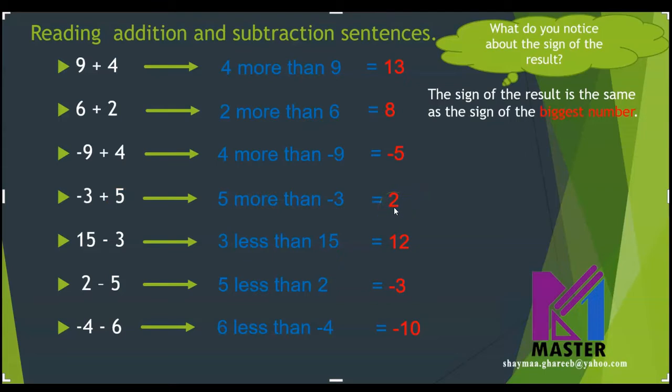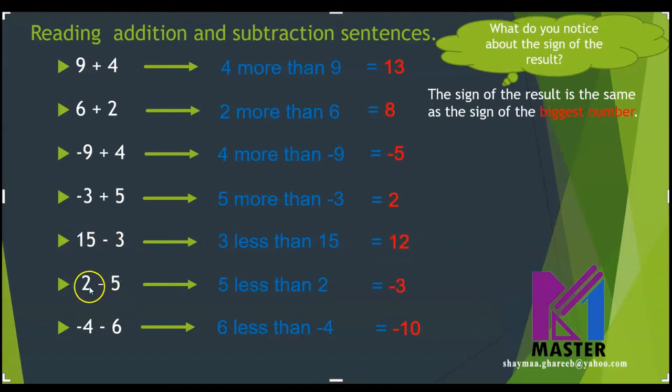As you can see here, the 2. Here I have 15 minus 3. 15 is a positive number. 3 here I can consider as a negative number, because it has a negative or subtraction sign before it. So the biggest number is 15 and it is a positive number. Then the answer is positive.